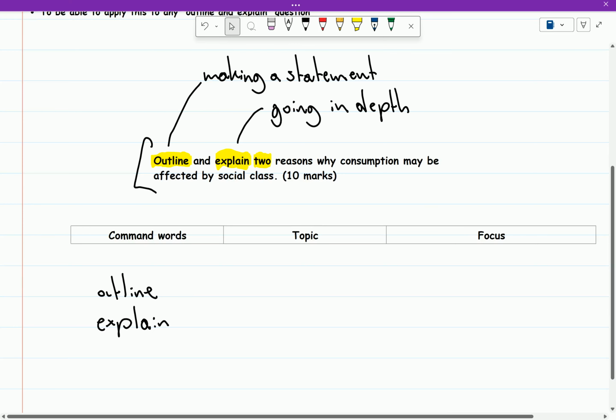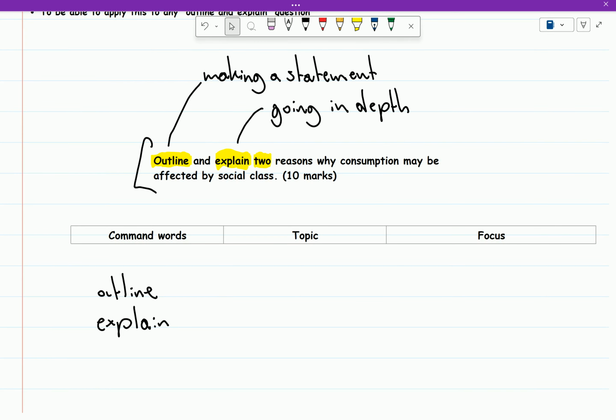Now, the topic and the focus. This one's a bit trickier to explain, and I don't want you to get too caught up in identifying which one is topic and which one is focus all the time. The whole point of this table, and I'll explain it, is to make you view the question in a specific way. So, we need to see the question as one thing or one concept affecting another concept. That's the main takeaway point here.